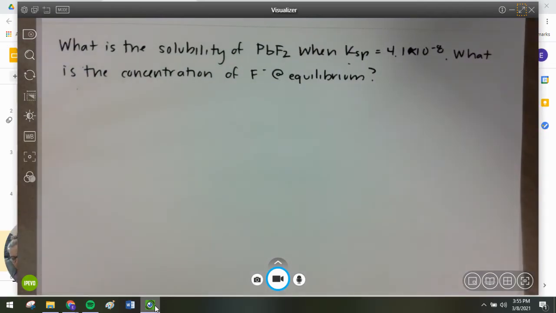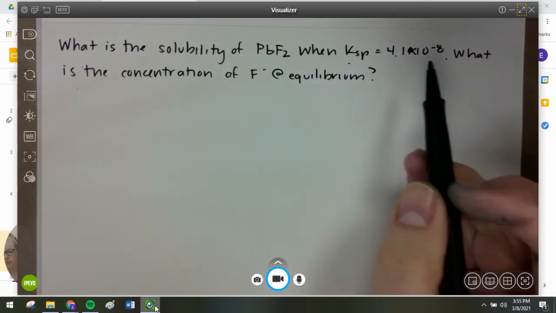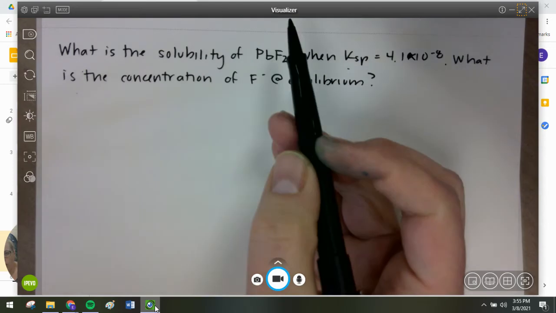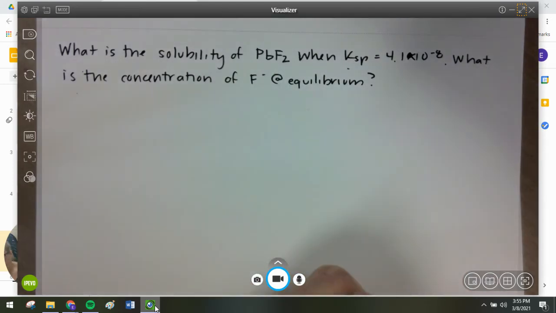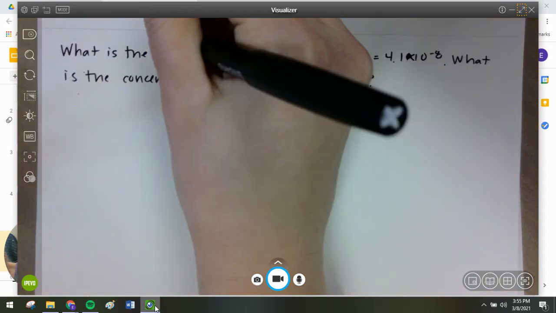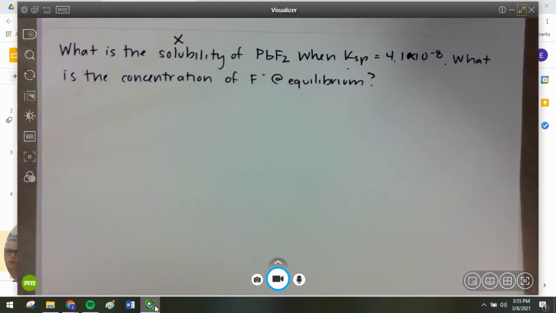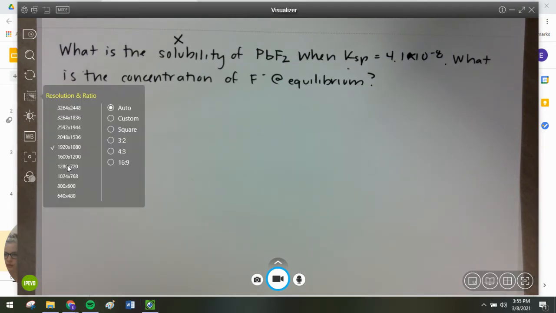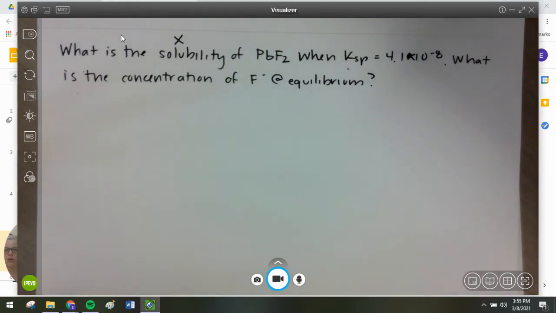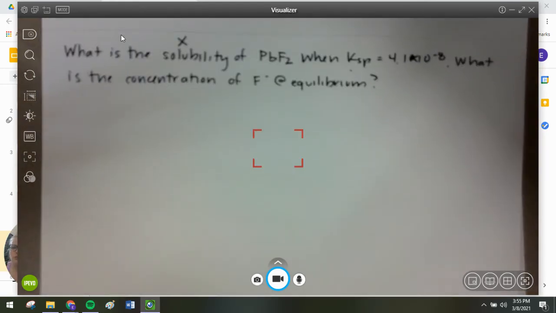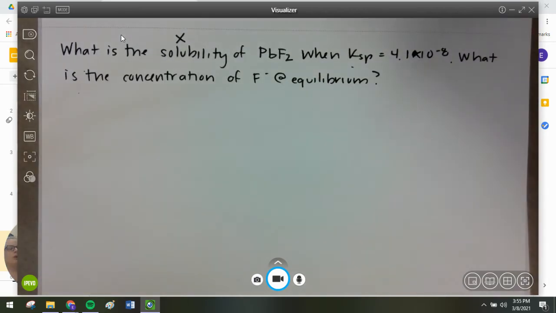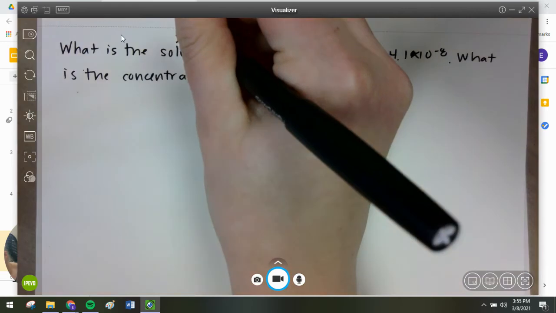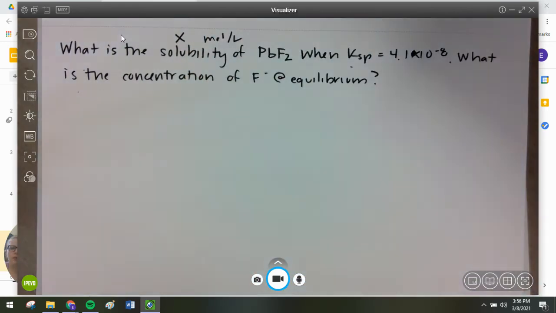So in this problem, we have our Ksp given to us, and we are asked for our solubility. When we are dealing with solubility in our problems, if you think about our ICE table, it is always equal to X. Okay, so when we talk about solubility in our Ksp, it's always our X value. So if we are looking for what the solubility is, it's going to pop out usually in moles per liter. It's how much of that stuff actually dissolved in a liter of that solution. And then it is going to be the X value here.